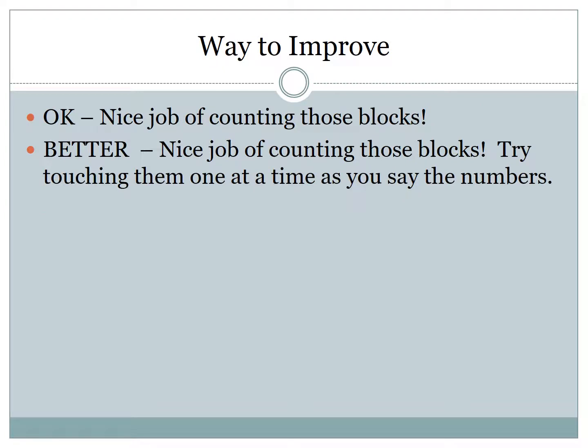Good feedback offers a way to improve. So it's okay to say, "Nice job of counting those blocks." That is specific. But a better way is to say, "Nice job of counting those blocks. Try touching them one at a time as you say the numbers." So you're giving students a way to get better at the skill or task.